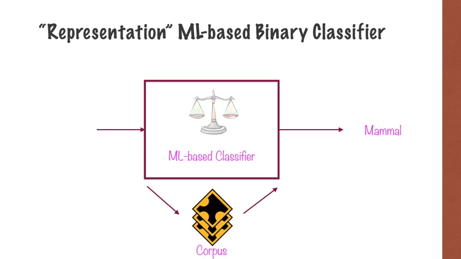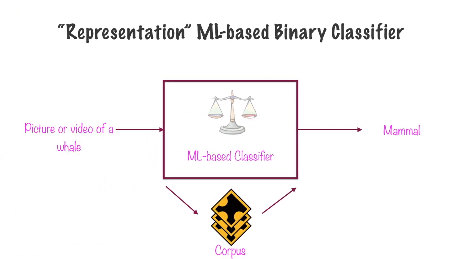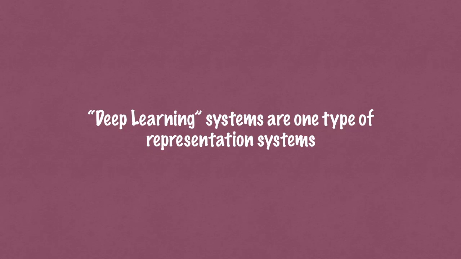Here is an analogy of how a representation based system might work. This is not to be taken literally, of course. You can imagine that the ML based binary classifier built using a representation model simply needs to be exposed to lots of images or maybe even videos of whales and a variety of other mammals and fish. Based on all the characteristics that it observes within these images or maybe even videos, it should be able to determine that the whale is a mammal. You haven't pointed out what characteristics are important. It should be able to figure this out by itself. And this is where deep learning comes in.